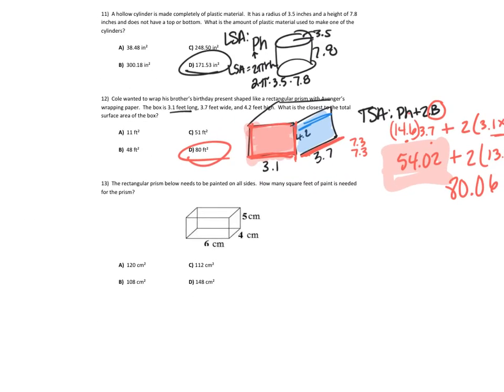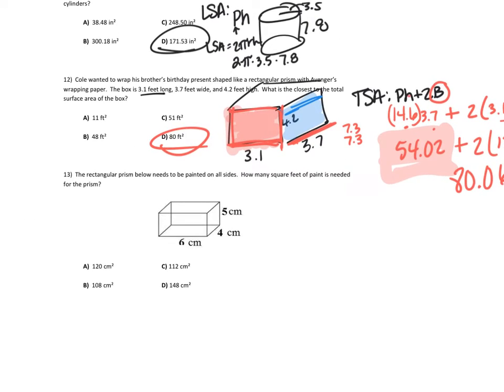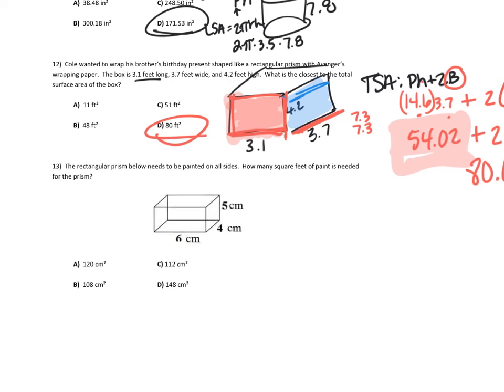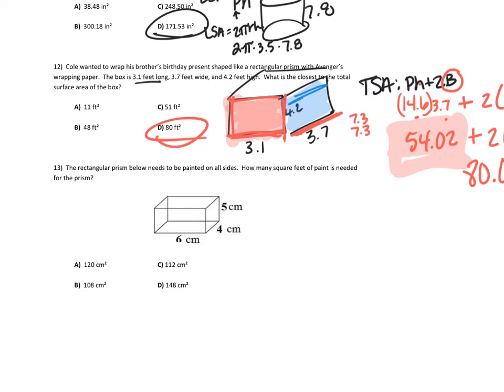Okay. The rectangular prism below needs to be painted on all sides. How many square feet of paint? Same thing. We're going to use that total surface area, which is perimeter times height plus 2B. So let's slow down, okay? I'm going to pick a base. I'm going to pick this as my base right here. Okay, perimeter of the base: 6, 4, 6, 4, and 6 plus 4 is 20.